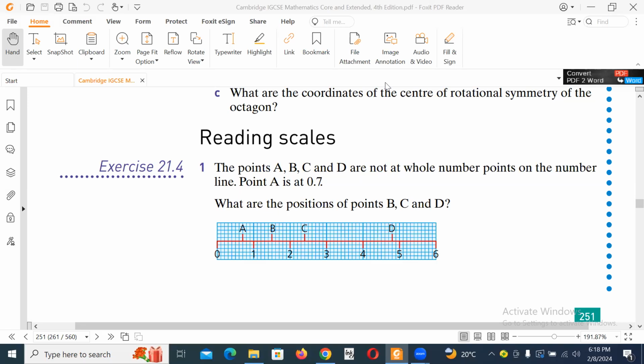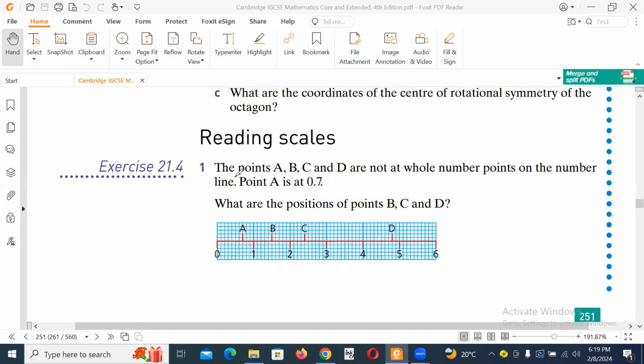Hi viewers, this is the second part of coordinate geometry. We will discuss reading scales, and in this video you will learn about gradient, how to find the gradient when two points are given, whether it is a sloping line, a horizontal line, or a vertical line. And when the gradient is positive or negative, we will see that also. So the first point is reading the scale.